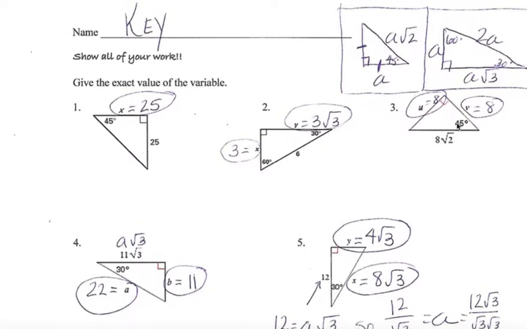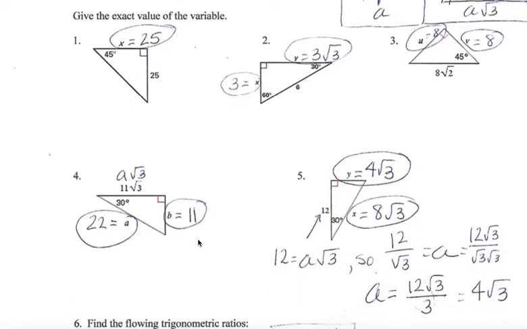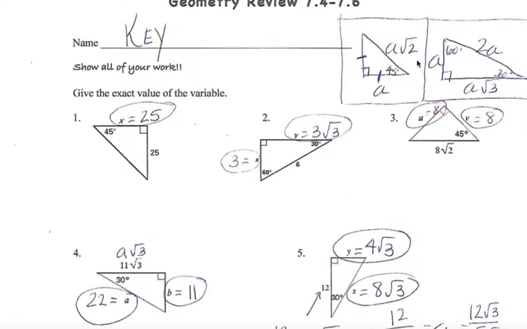For number 3, again, 45, 45, 90 triangle. This time you were given the hypotenuse, a root 2. So a root 2 is 8 root 2. That means that the leg length is 8. Okay, just go backwards. For number 4, you were given the length of the long leg on a 30, 60, 90 triangle. So you were given that a root 3 is 11 root 3. So that means that the short leg must be 11, which they're calling b in this case. And then to get the length of the hypotenuse from the short leg, just double the length of the short leg, and you get the hypotenuse is 22.